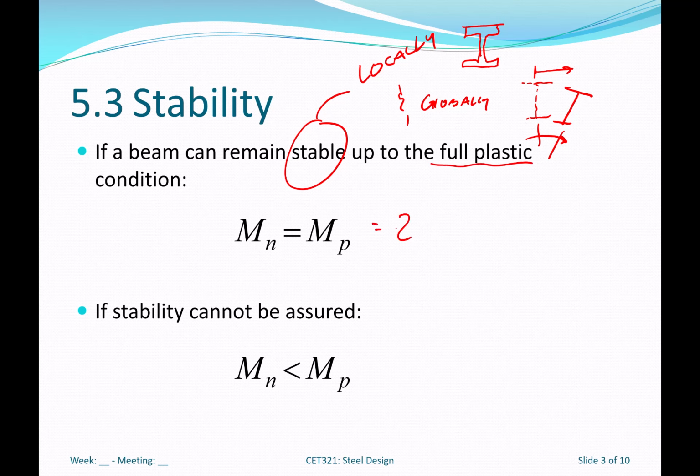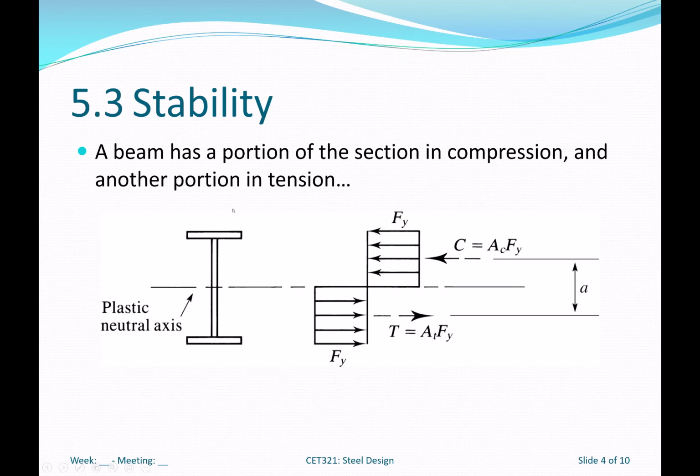And again, M sub P is going to be Zx times Fy, or whichever axis it's bending about, Zx or Zy. If we cannot assure stability, either locally or globally, then the nominal moment will be less than the plastic moment capacity. So ideally we want the beam to reach full plastic moment capacity, where the entire portion of the beam that's in compression reaches F sub Y, and the entire portion of the beam that's in tension reaches F sub Y also.